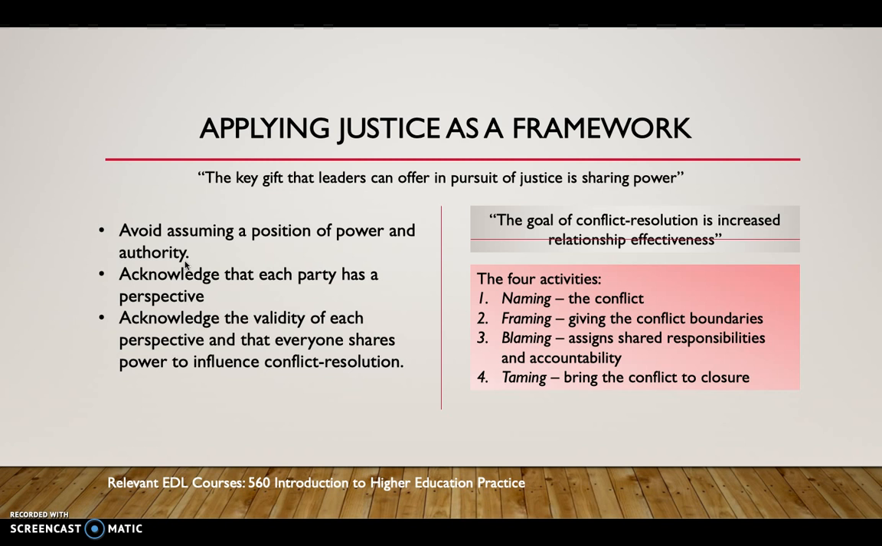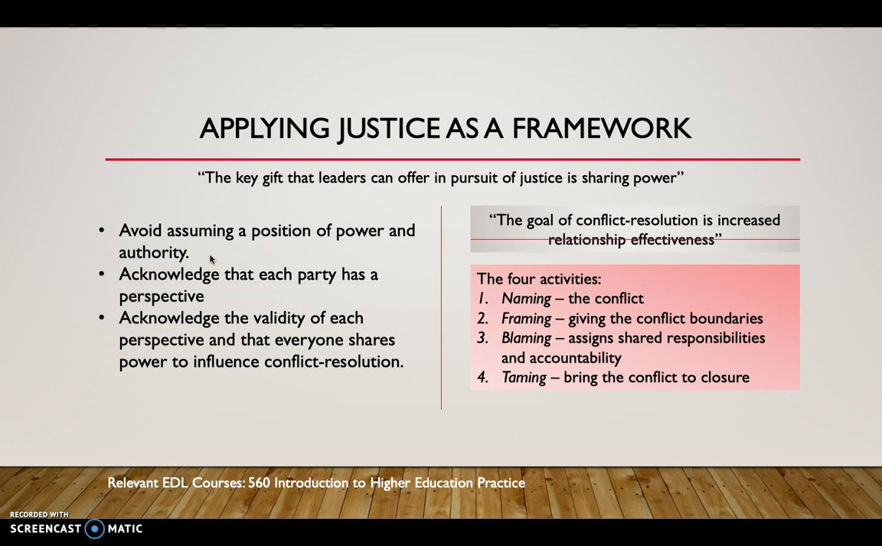So in this example, this person is kept up until 2, but also, this other person may not think that his music is very loud and can't sleep without music. Then acknowledge the validity of each of those perspectives and that those two individuals share power to influence the resolution. The activity in the book is naming, framing, blaming, taming. So name the conflict, give the conflict boundaries that are relevant to the conflict. Therefore, the person can't be complaining about this guy playing music because he got in a fight with his mom earlier. It had to be pertaining to the issue.